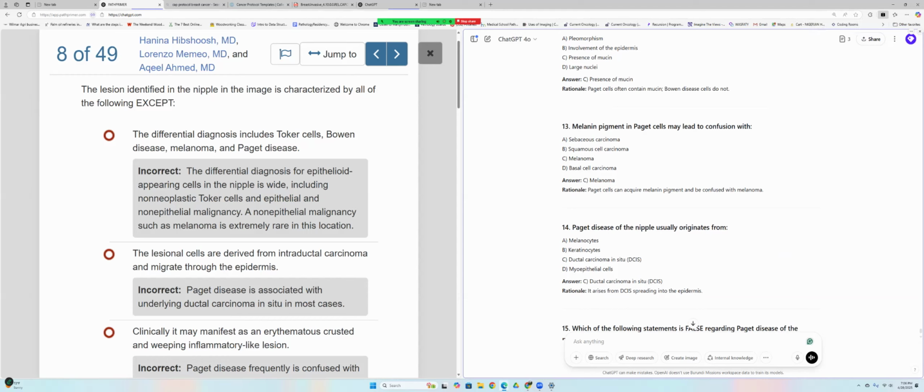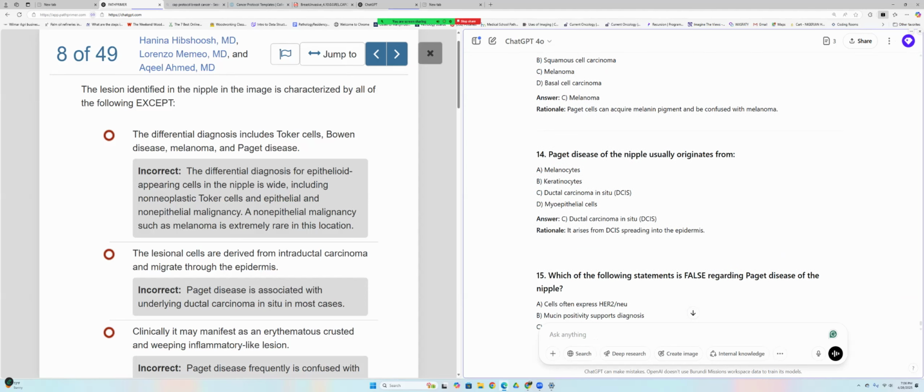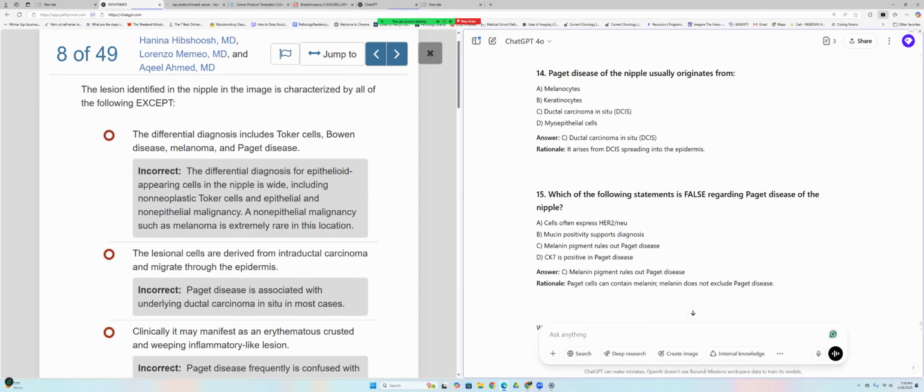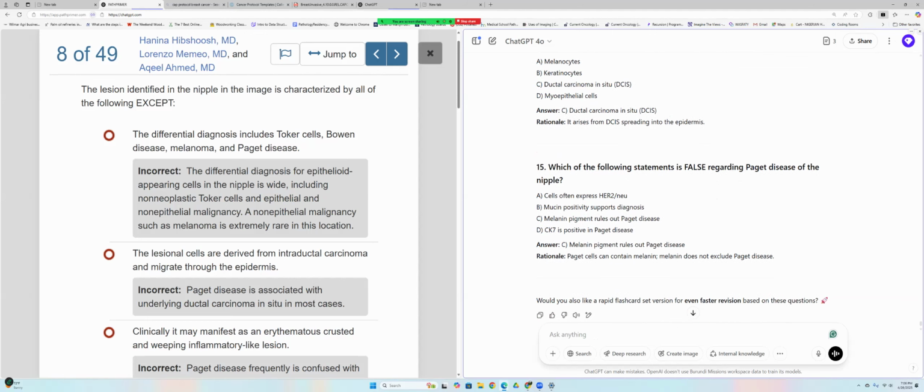Yes. So that's why we do CK7 and HMB45. Paget disease of the nipple usually originates from where? Ductal carcinoma in situ of the breast that has spread to the skin. Yes. Which of the following statements is false regarding Paget disease of the nipple? C, melanin pigment rules out Paget disease. Yes, melanin pigment does not rule it out, because some Paget disease may actually acquire melanin pigment. Doesn't mean that it's melanoma.